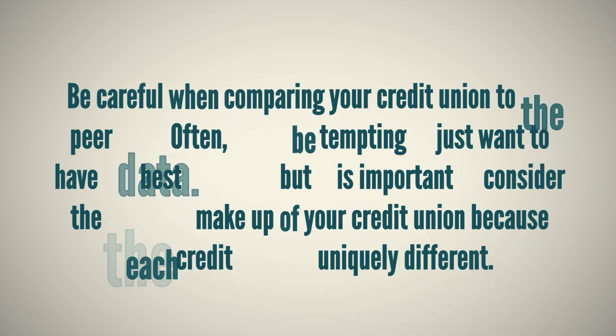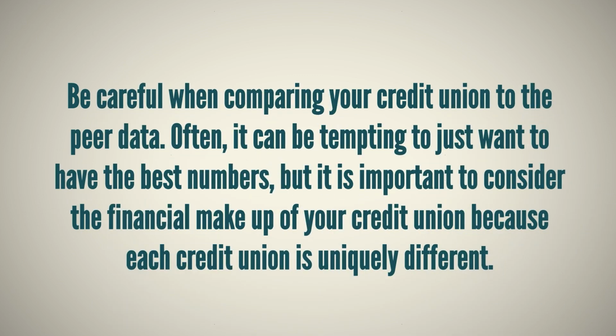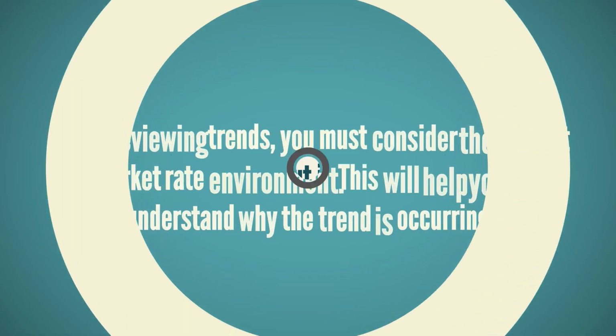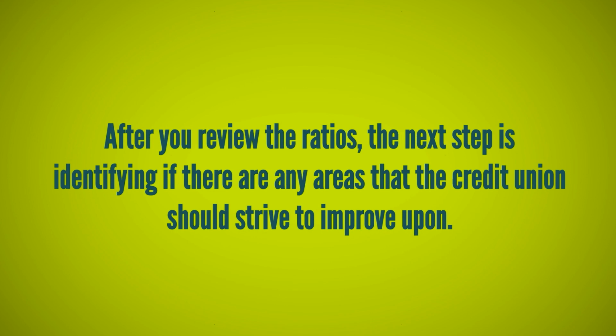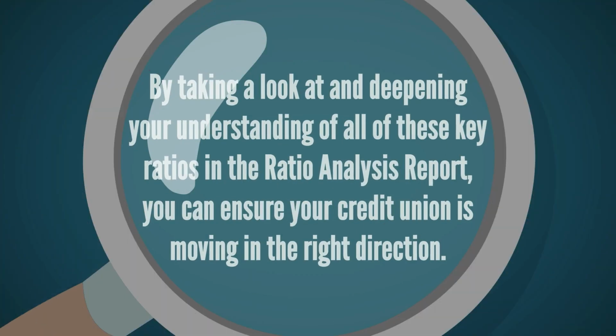Now that we've covered key ratios, we want to leave you with some main takeaways. Be careful when comparing your credit union to the peer data. Often, it can be tempting to just want to have the best numbers, but it is important to consider the financial makeup of your credit union because each credit union is uniquely different. When reviewing trends, you must consider the current market rate environment. This will help you to understand why the trend is occurring. After you review the ratios, the next step is identifying if there are any areas that the credit union should strive to improve upon.